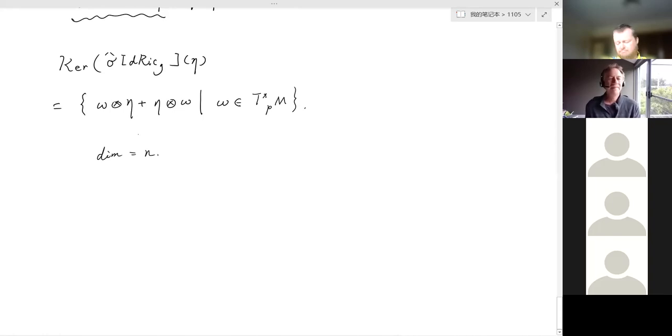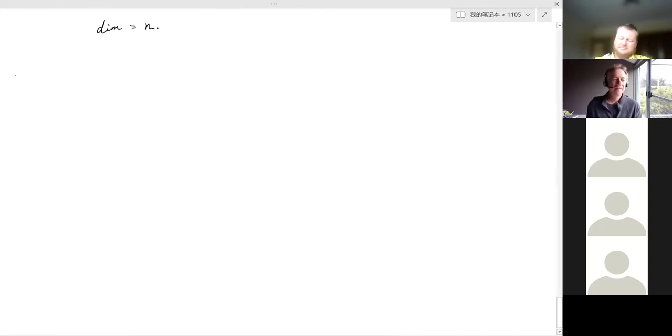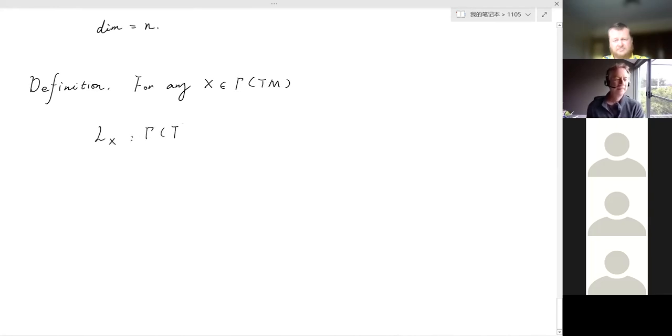Okay, we have finished the first part of the talk today. Next, we will introduce the Ricci-DeTurck flow. To begin with, we will introduce the definition of Lie derivatives. Now, for any smooth vector field X on M, we define L_X to be a map from tensors to the same type.